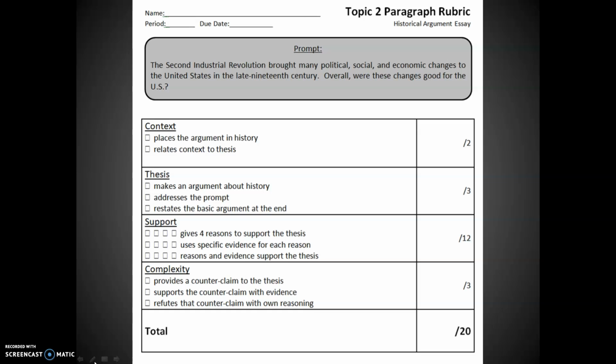If you give me a reason and stuff, but you don't clearly tie it to the thesis, you can still get some points. The complexity part, that's where you've got to add a counterclaim. So an argument from the other side. Make sure that you explain that. And the last point, this is where people usually miss a point, is the refutation. You need to rebut that specific argument. Don't state a new argument. Don't restate your position. You need to actually address the specific argument that you are using as your counterclaim.